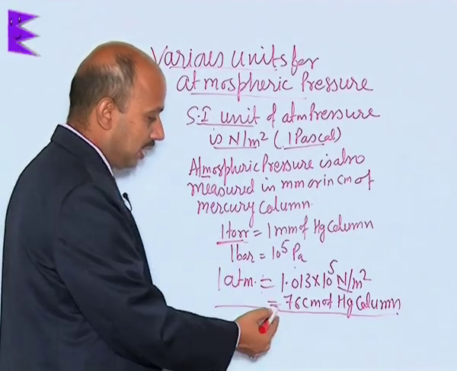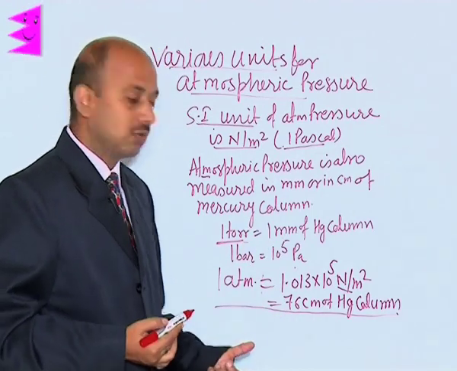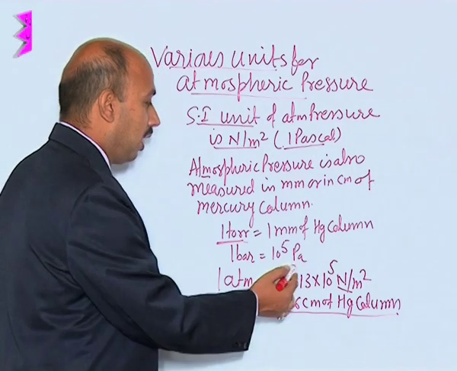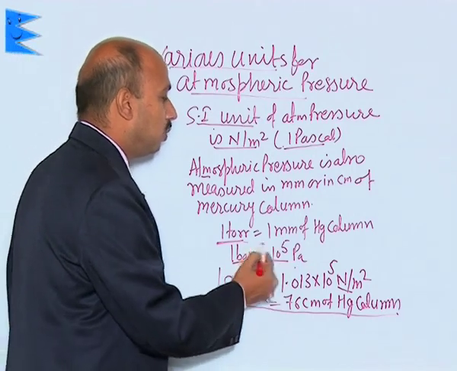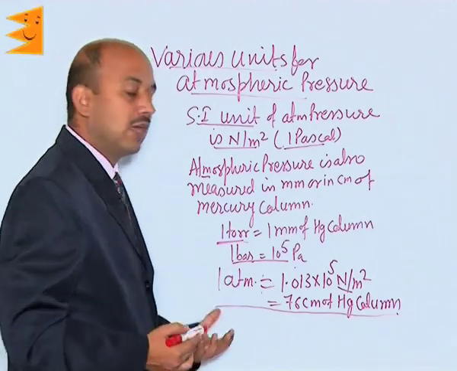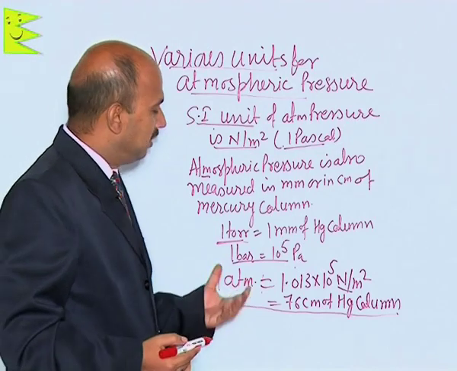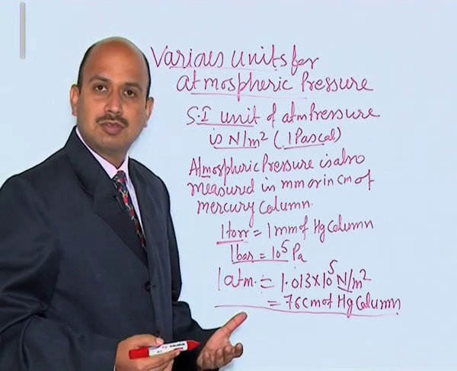And see here, I have just told you that 76 centimeter of mercury column is equal to 1 atmospheric pressure, and now 1 bar is equal to 10^5 pascals. And the bar is actually used for measuring atmospheric pressure, basically in meteorological processes.